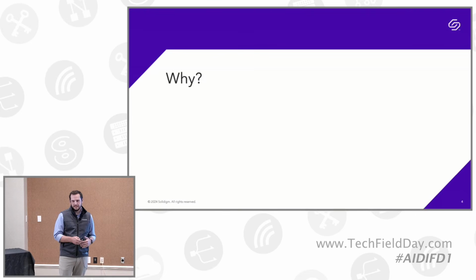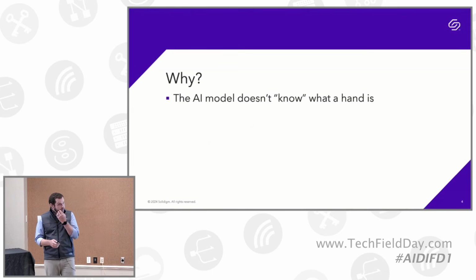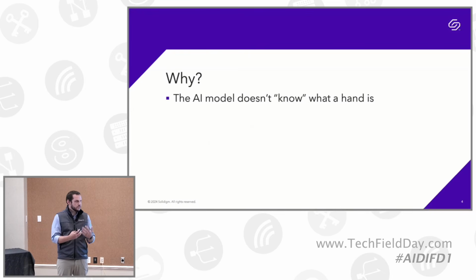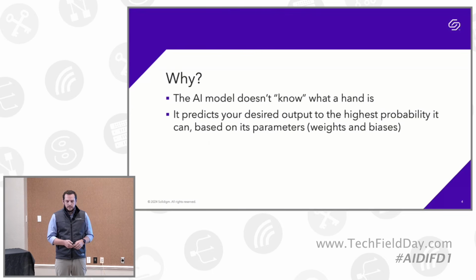Why is that? Well, for one thing, the model that I was asking to generate an image doesn't have any intrinsic understanding of what a hand is. It doesn't know about a skeletal structure or how the sinews connect or how a person uses a hand. What it does is predict my desired output. When I give it a prompt, it predicts what I want to see most using the parameters of the model, the weights and biases that are generated as part of the training process, right?